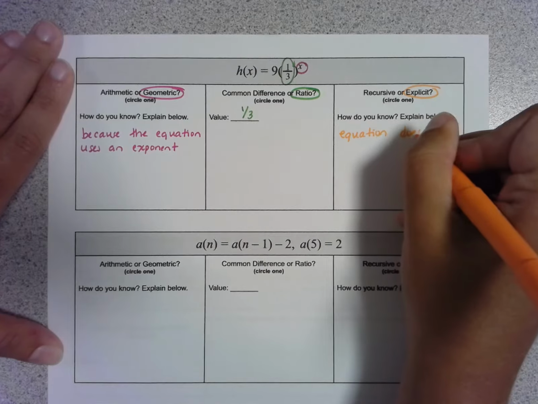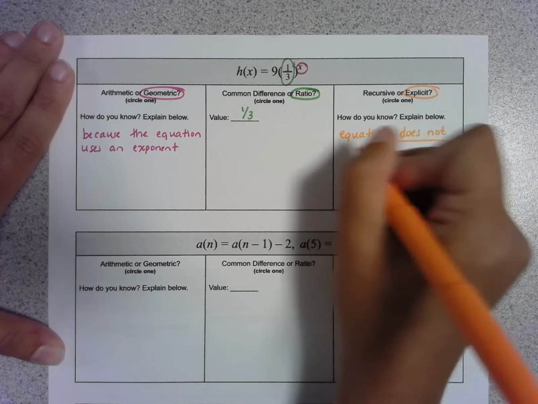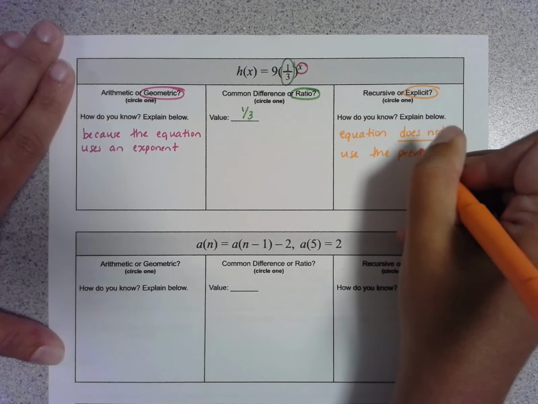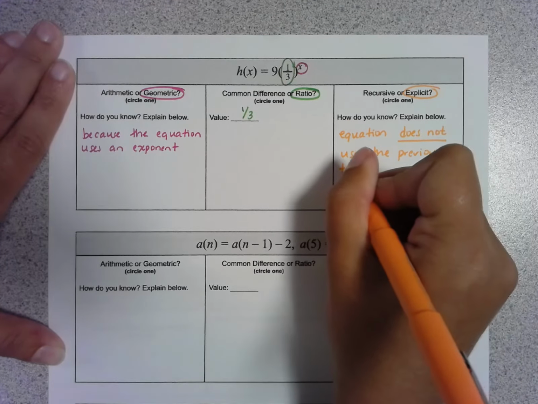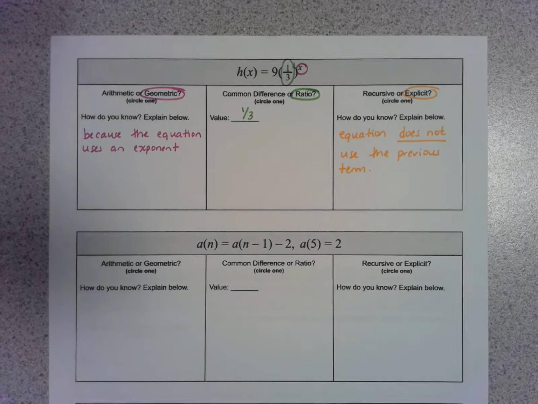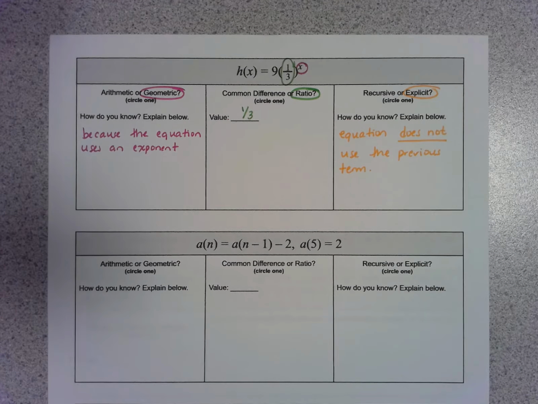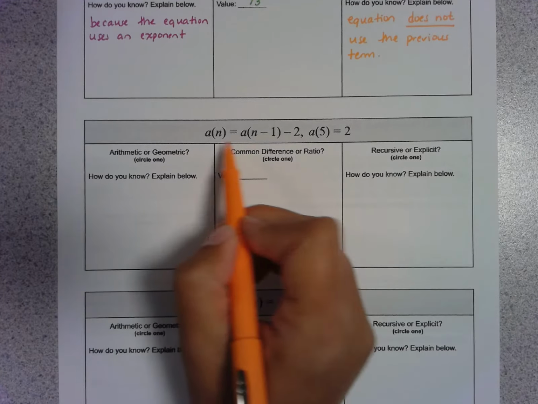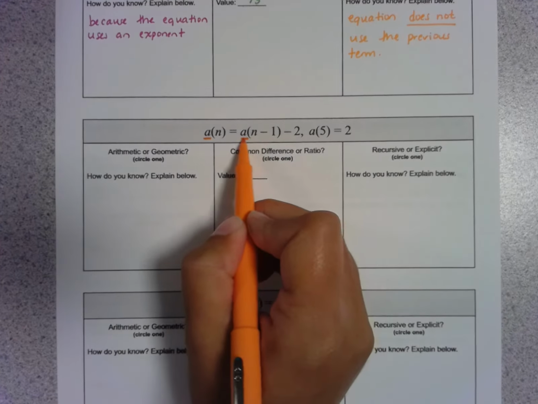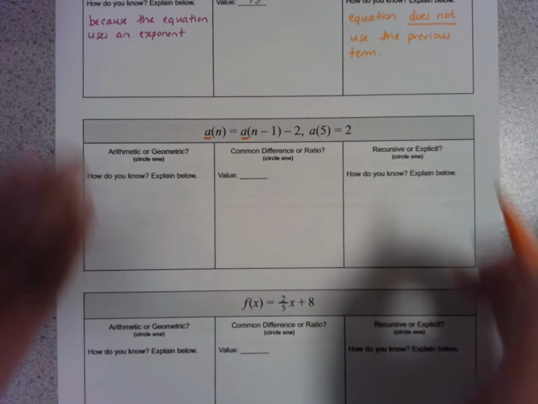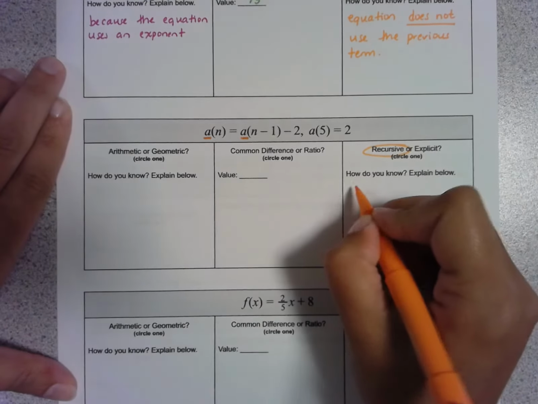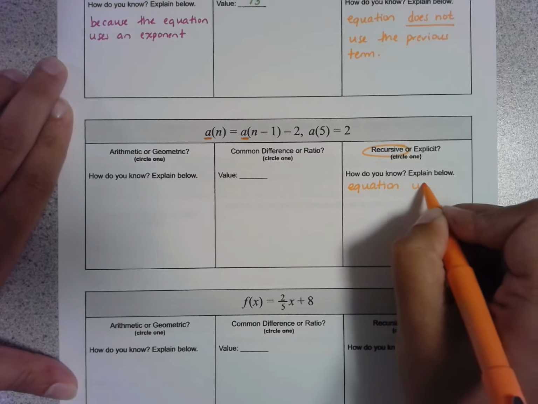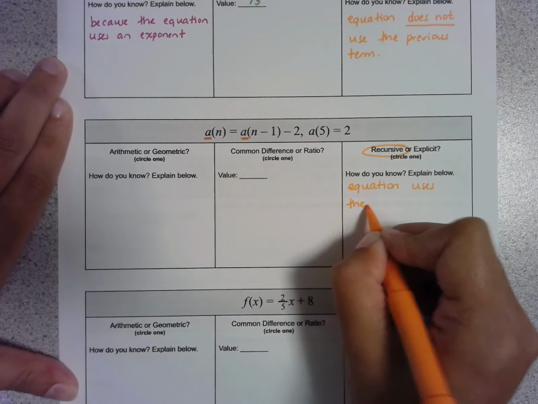does not use the previous term. Now, by contrast, if I look at the next example, I can see right away that this equation is using the previous term. This output is the previous output minus 2. So right away I can say that this is recursive because the equation uses the previous term.